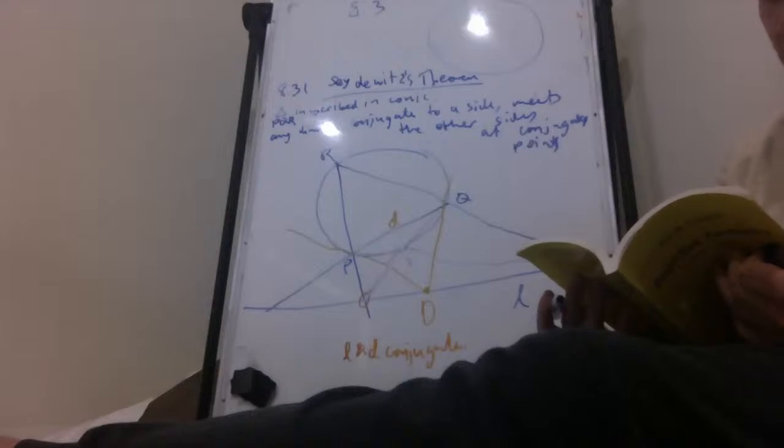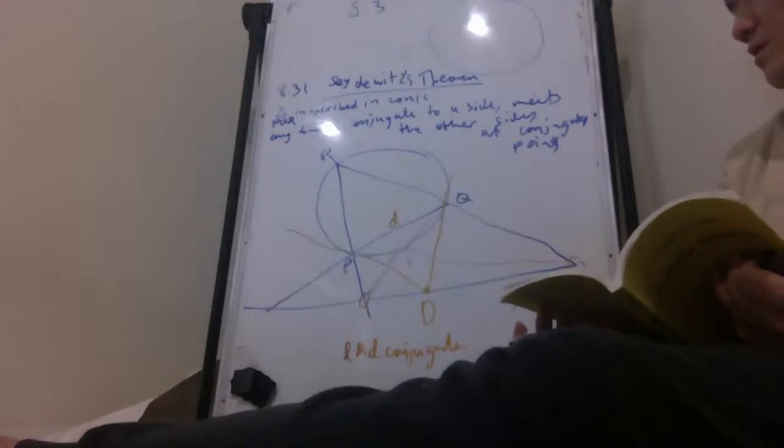Yeah, that's what the proof says as well. It's just referring to another diagram. I just don't understand what the notation is. RC meets the conic again in S. What's R? What's C?